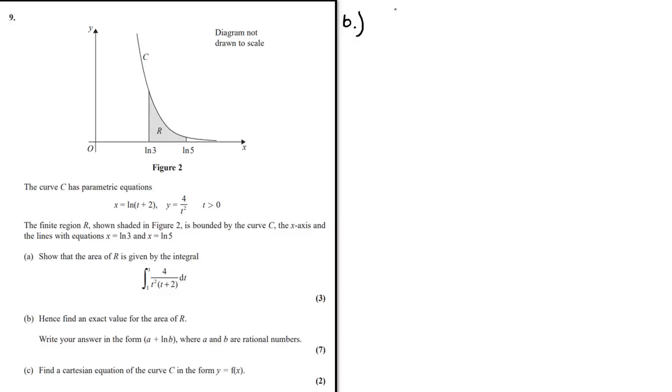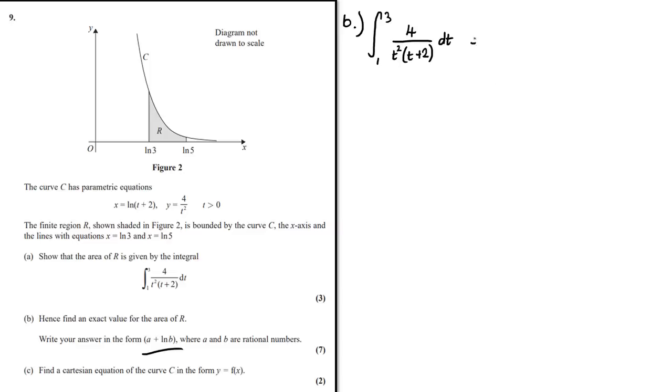Okay, so what we need to find now is the integral from 1 to 3 of 4 over t squared times t plus 2. In this case, what we need is the use of partial fractions. A bit of a clue, if you couldn't spot it straight away, is this result here. Because we've got the natural logarithm of b, at some point I would imagine we would need partial fractions, and we do need partial fractions here.